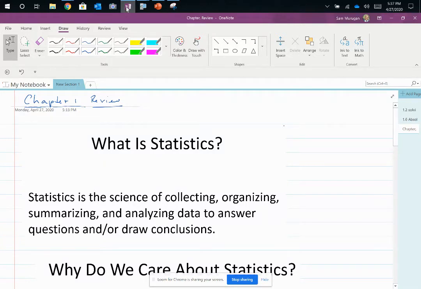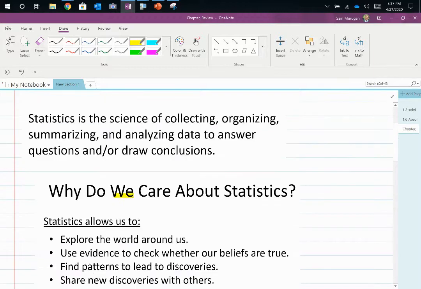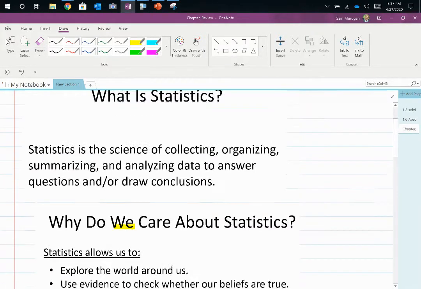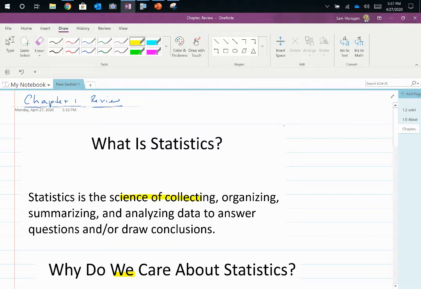So we're beginning our statistics class with a review of chapter 1, which is just some very basic definitions. First of all, notice what is statistics? The science of collecting, organizing, summarizing, and analyzing data. And it should be done for the purpose of answering questions and drawing conclusions.